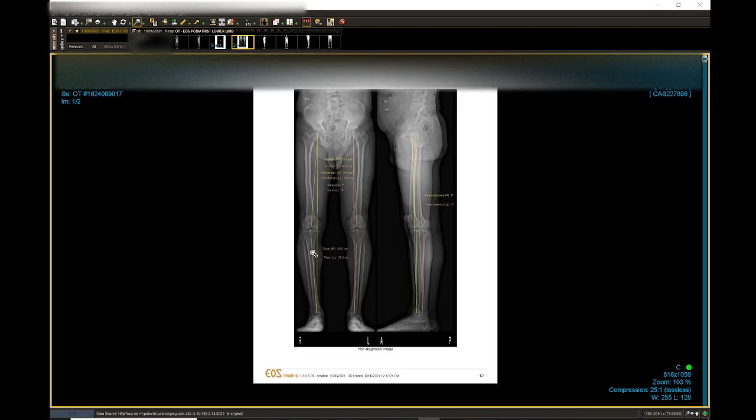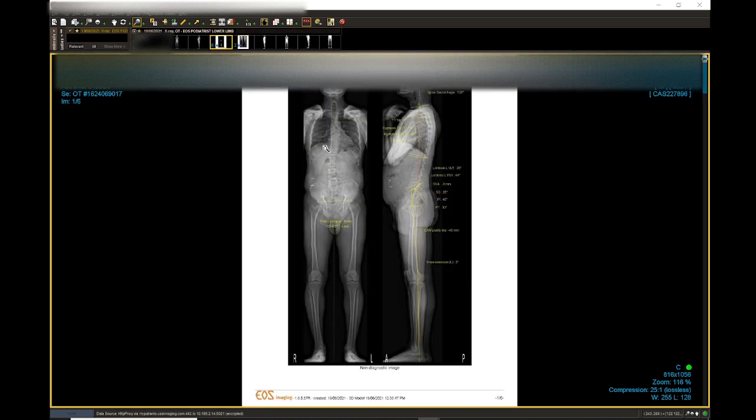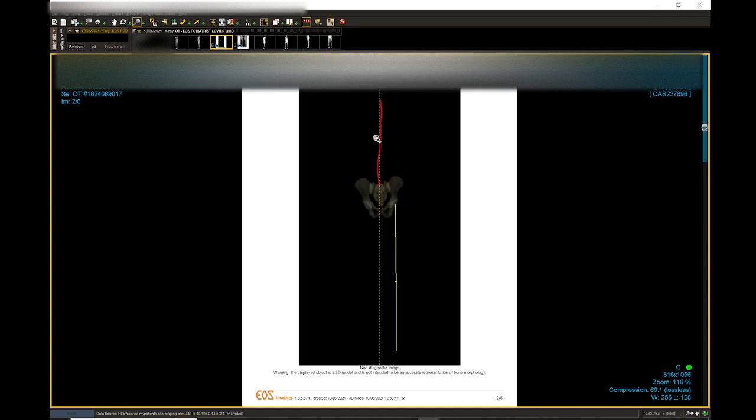Now, at the same time, it will also assess the back. If we look at the other scan, it will give us the position of the back. And if you look at this patient here, as we see, there's a curvature. There's a scoliosis of the back.